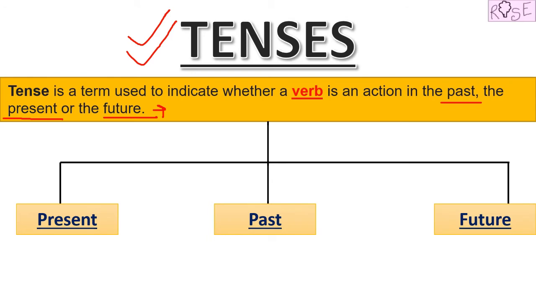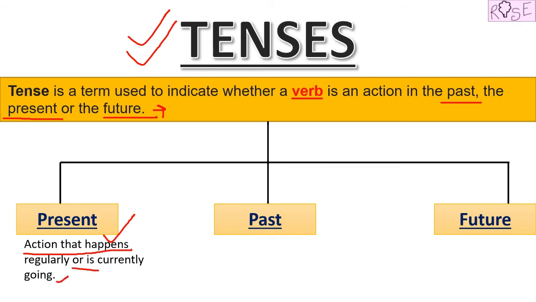Yes, so what does present tense tell us? Present tense tells that action that happens regularly or is currently going. Let us look at an example. Raj plays football. Okay, it means that Raj regularly plays football.